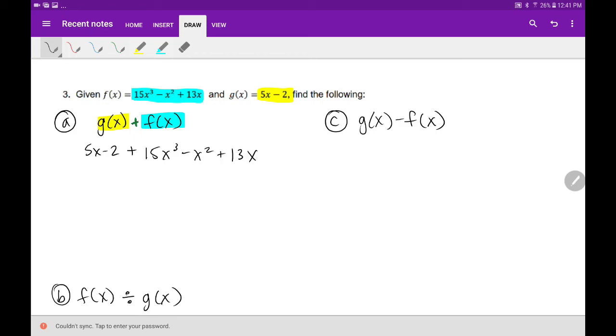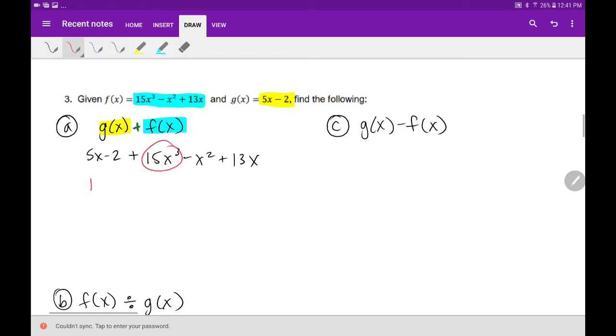So let's start with our highest degree, which is 15x cubed, followed by negative x squared. They had no like terms. But now we have positive 13x and positive 5x. So 13 plus 5 is 18x. And now I'm just left with minus 2 at the end. Easy. So C is a little trickier because this one has a minus sign in the middle.